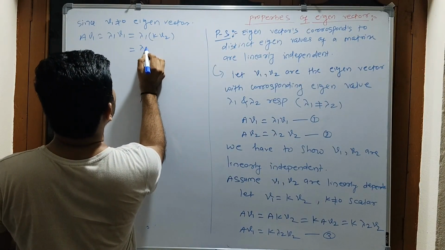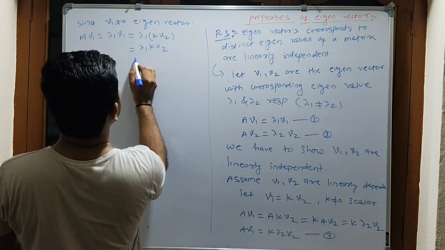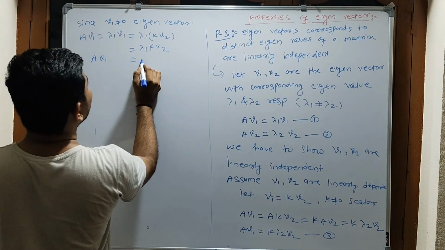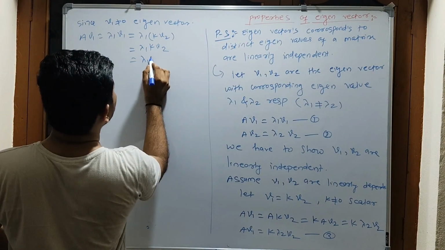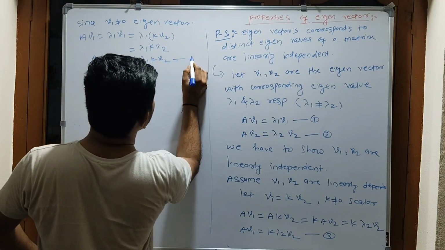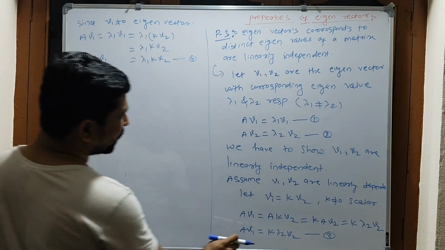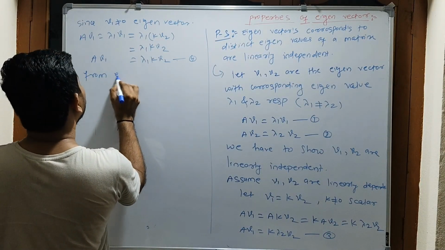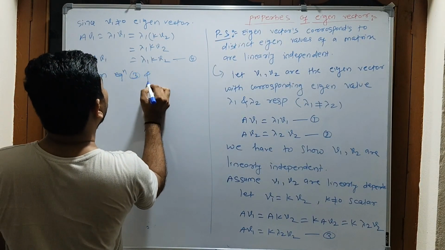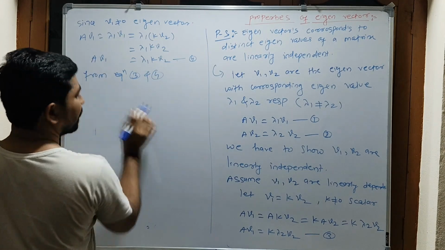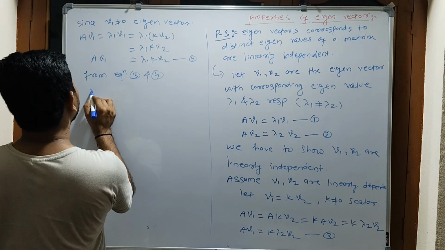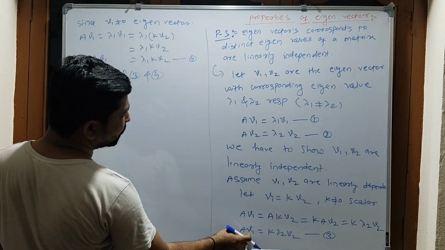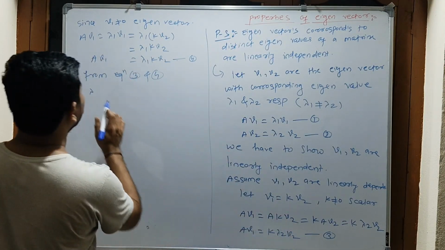So A V1 is equal to lambda 1 times k times V2. Let's say this is my equation number 4. Now from equation 3 and 4, what will we get? The left hand sides of these two equations are equal, so the right hand sides must be equal.